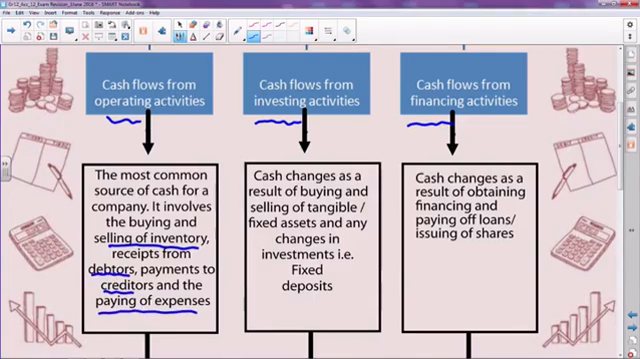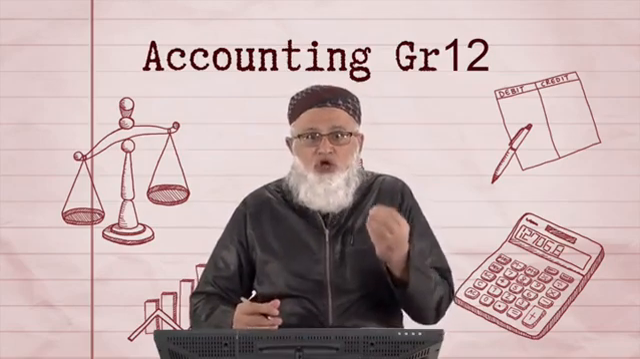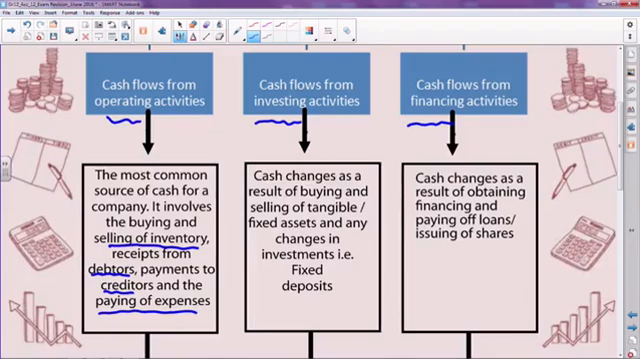Now, all of this leads you into thinking in a particular way. When I'm talking about operating activities, I'm talking about the day-to-day running of a business in terms of buying and selling, paying debtors, receiving money from debtors, paying creditors, paying your expenses. So, cash from operating activities. Then we go on to investing activities. What are we looking at?